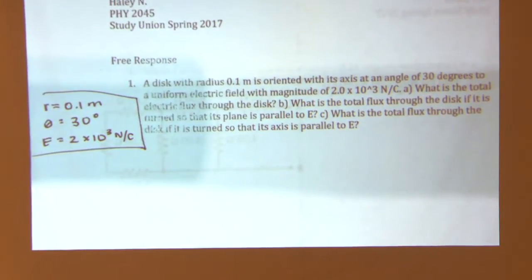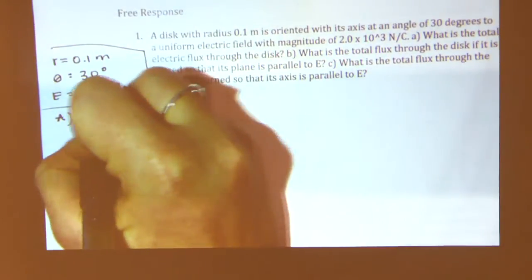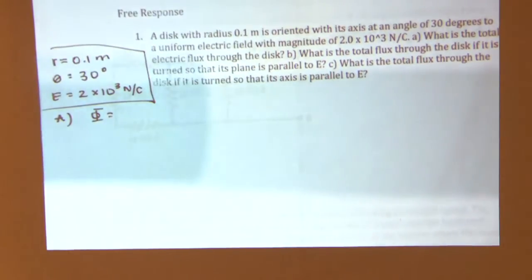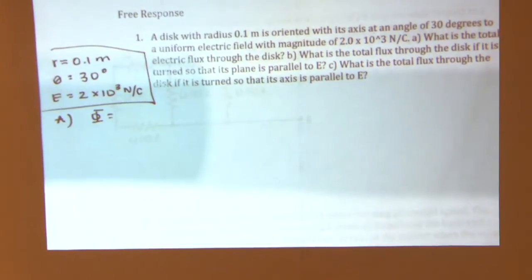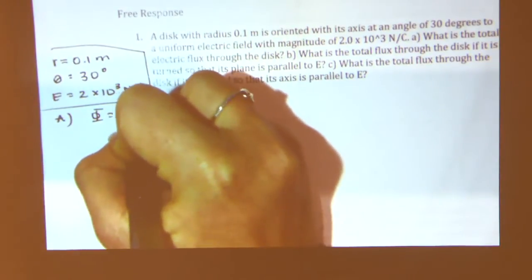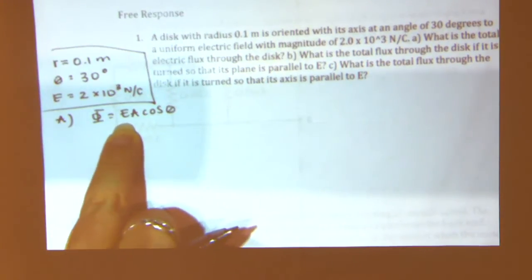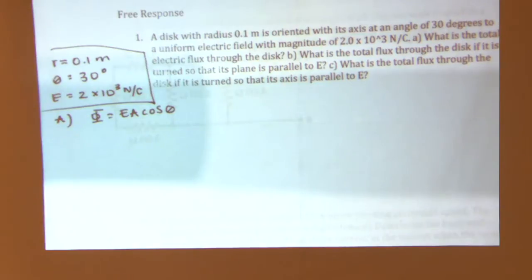So A is asking, what is the total electric flux through the disk? So remember, I'm just going to write A here, that flux due to electric field. We have flux due to magnetic field, and we also have flux due to electric field. Flux due to electric field is basically the same formula as with magnetic field, but instead of B, you're going to use E, because we don't have a magnetic field this time, we have an electric field. So flux equals EA cosine theta.